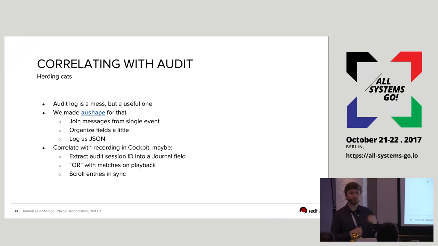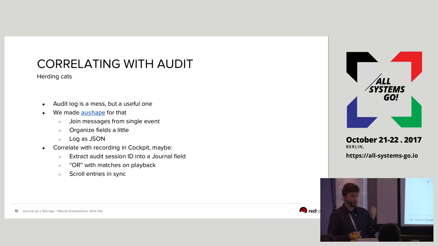And these messages contain some values that we need to match against to correlate, but only one of the messages belonging to the event contains that value. So we need to be able to match the whole event so that we don't do several requests for entries. We have to make it in a single go. So we join that in a single event, organize the fields a little, and log it as JSON as well using this O-shape tool that we made.